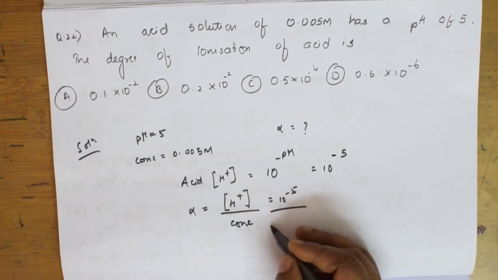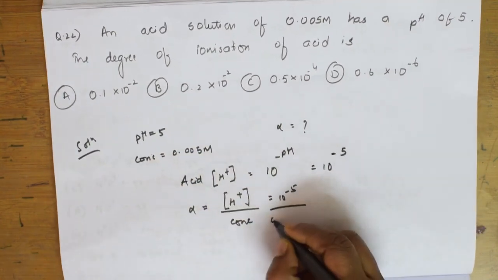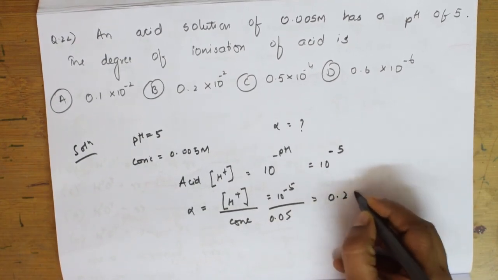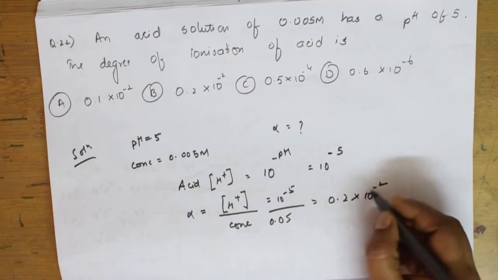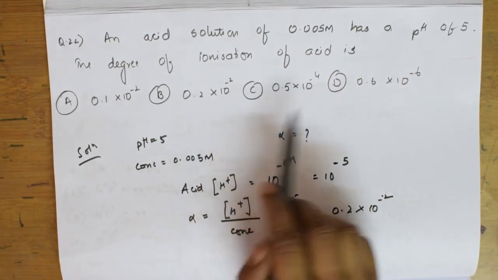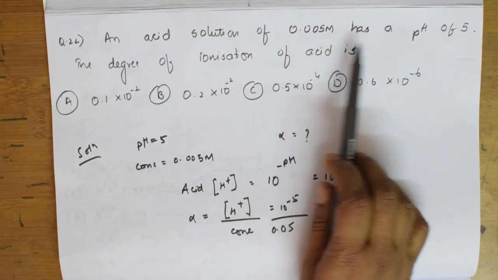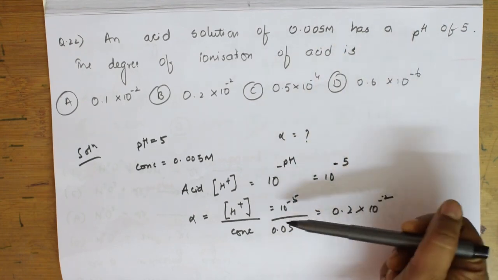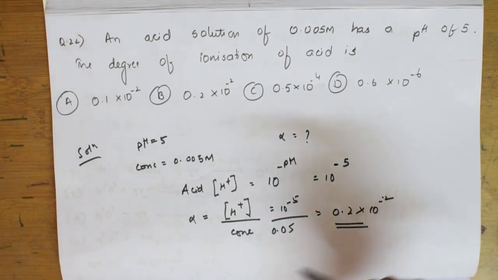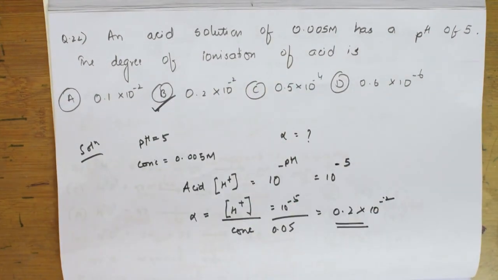What is the concentration now? Given as 0.005. When I cancel this, I get an answer of 0.2 in 10 raised to the power of minus 2. So this is the answer. Simplest way, isn't it? So remember, whenever concentration is given to you and the pH also is given to you, the easiest procedure is this. So the answer is 0.2 in 10 raised to the power of minus 2. So let me take the correct answer. Let us come back and do the next question.